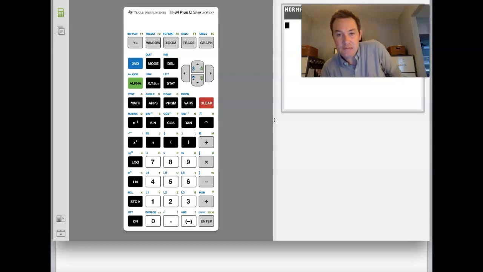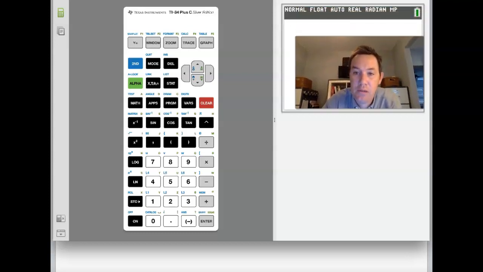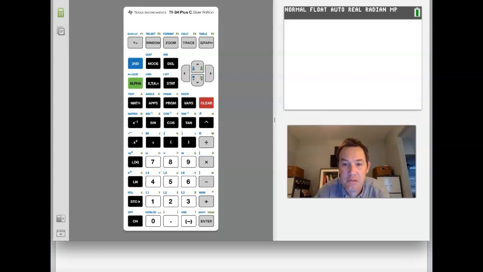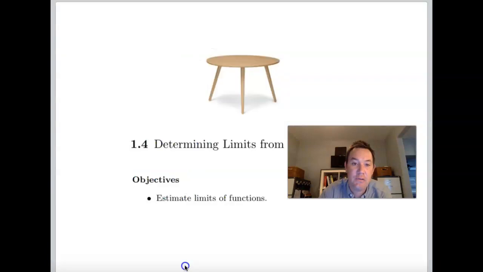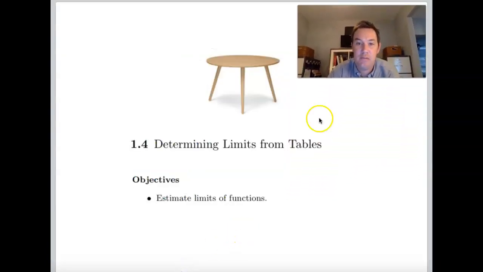Okay, this lesson is another one that's pretty quick and it still has to do with limits. We're going to talk about how to estimate limits from tables here. So that's a fun visual pun. It's a table, but not that kind of table, numerical tables.